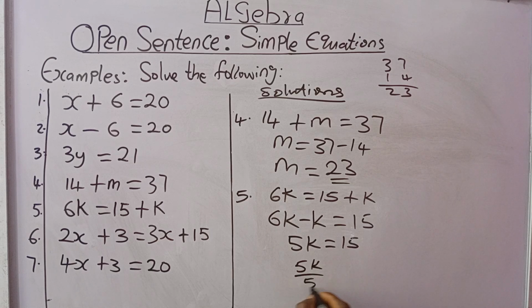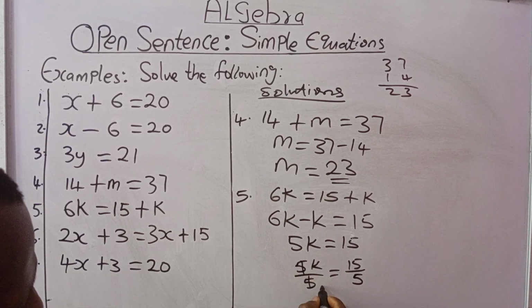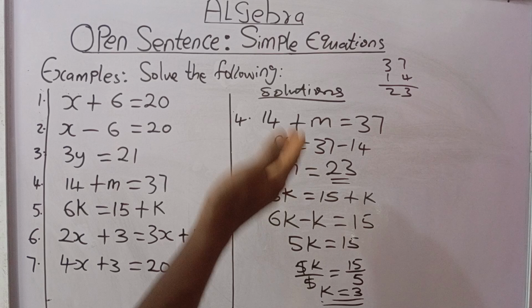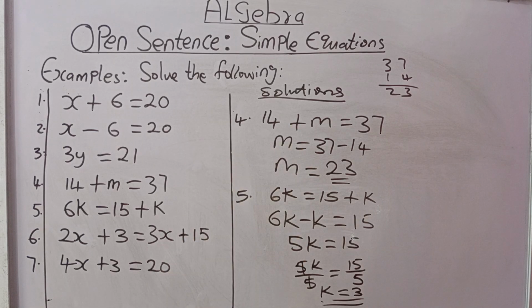We say over 5, 15 over 5. That is what we're to do. Then 5 cancels 5. K will be equal to 15 divided by 5, which gives us 3. So the answer to this, k is equal to 3. So that is the solution to number 4 and number 5. I hope you have taken note of this as we move to number 6 and number 7.